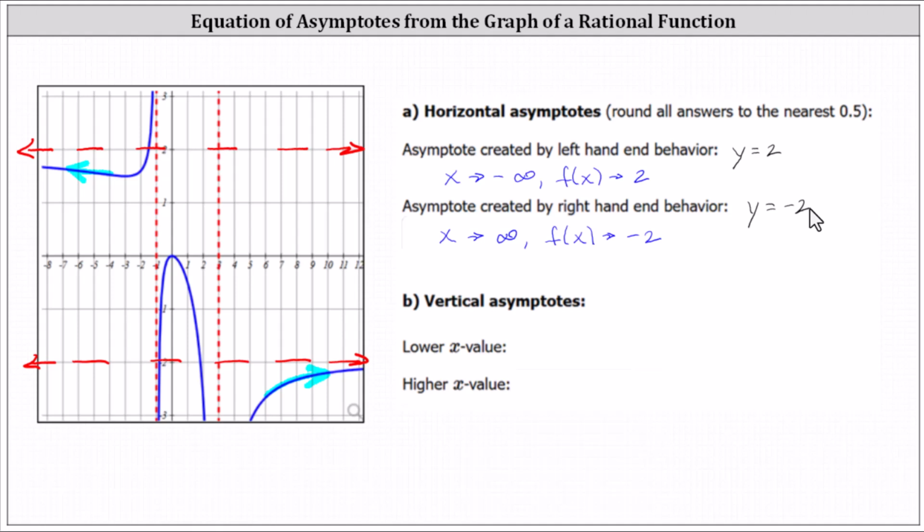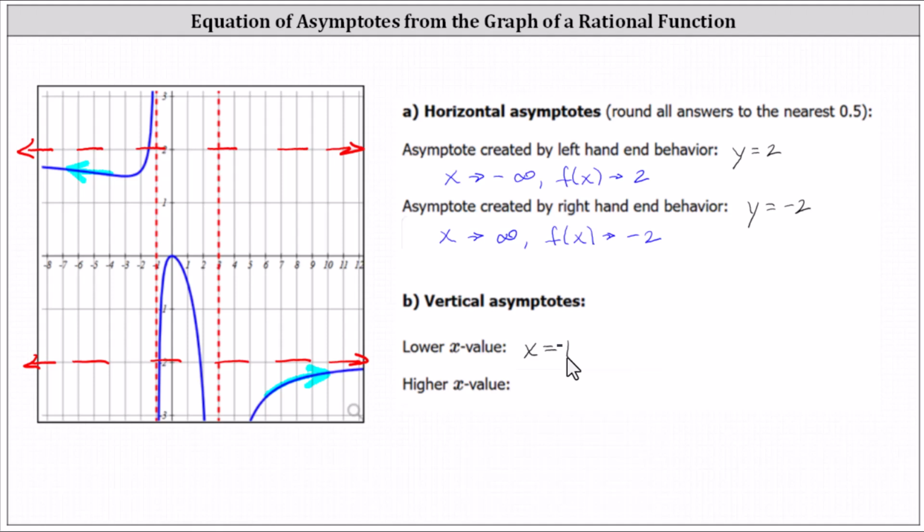For part B, we want to determine the equations of the vertical asymptotes, which have already been sketched for us in red. A vertical asymptote is a vertical line that a graph approaches and never crosses. On the left, notice the vertical asymptote intersects the x-axis at negative 1. Every point on this line has an x-coordinate of negative 1. The equation of the vertical asymptote on the left, or for the lower x value, is x equals negative 1.